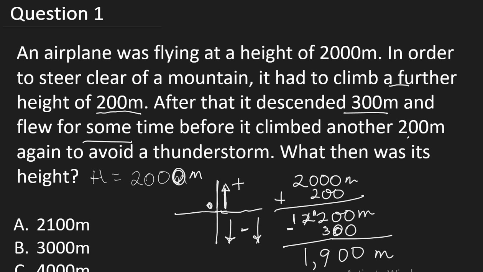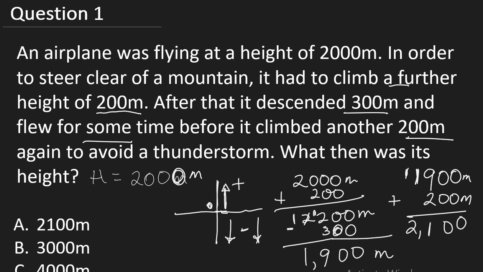And flew for some time before it climbed another 200 meters. It climbed another 200 meters. The new height will be 1,900 meters plus 200 meters. Okay, let's sum this. You have 0, 0. 9 plus 2 is 11. Put 1 here, 1 plus 1 is 2. So the new height, what then was its height? 2,100 meters, and that is A.